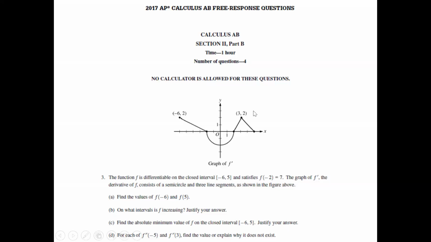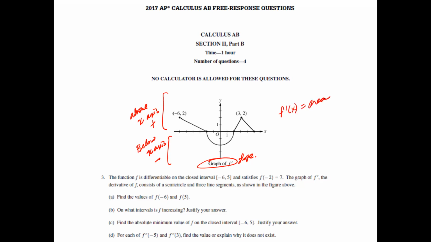Okay, so question number 1 asks you to find the value f of -6, or a, excuse me, and then f of 5. Given the fact that this graph is a graph of f prime, you're already looking at it from the perspective of a slope. So remember with the f prime graph, anything above the x-axis is going to be positive, and anything below the x-axis is going to be negative. In addition to that, when you're looking at the first derivative, this actually gives you the area.